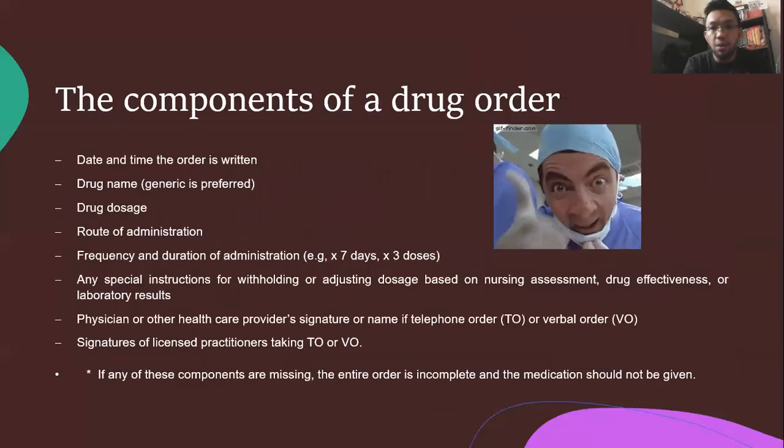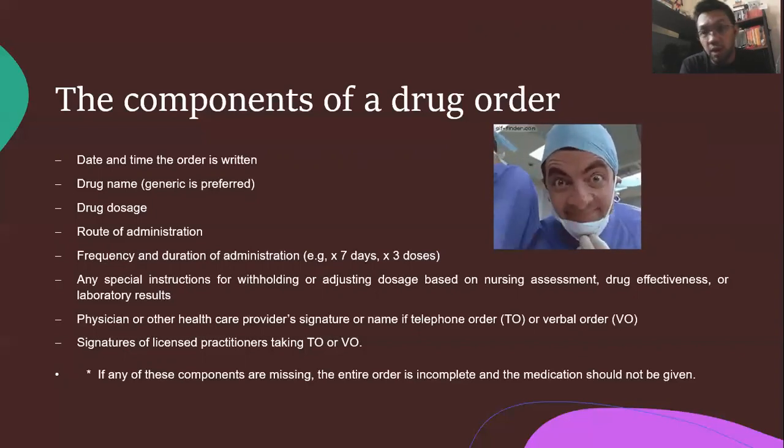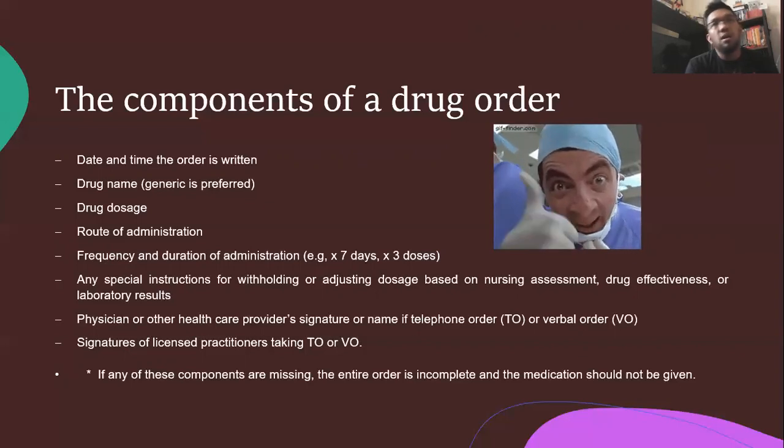Now we go to the components of a drug order. We need to check for the date and time the order was written by the doctor. The drug name, the generic name is the preferred drug name. The drug dosage. So how many milligrams, for example, are you going to administer to the patient? And of course, the route of administration, whether it be oral, IV, IM, subcutaneous, and so on.